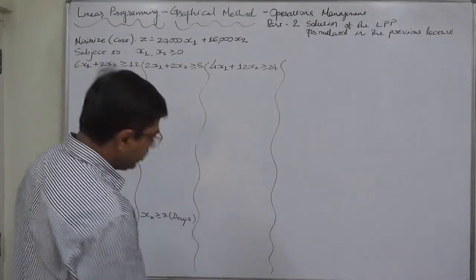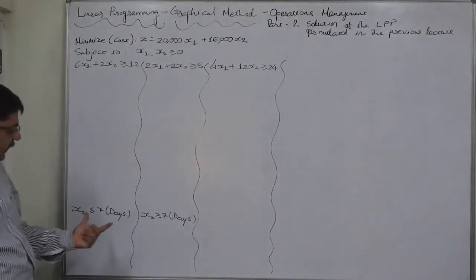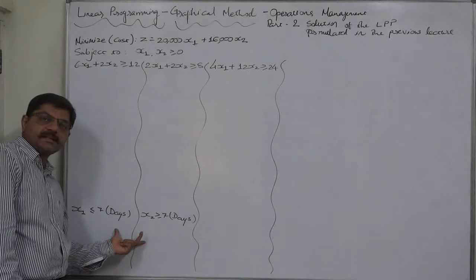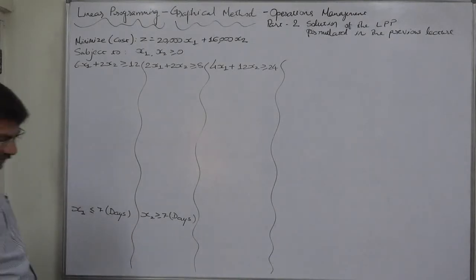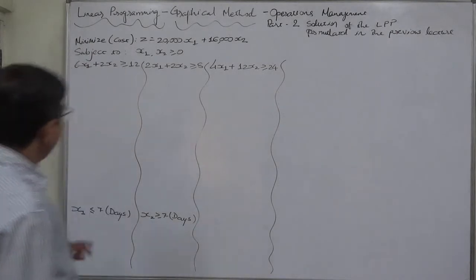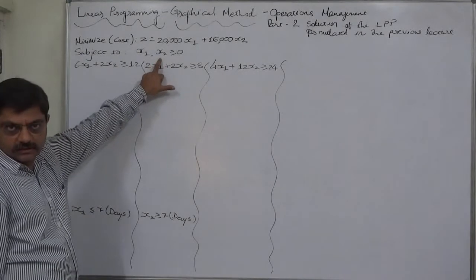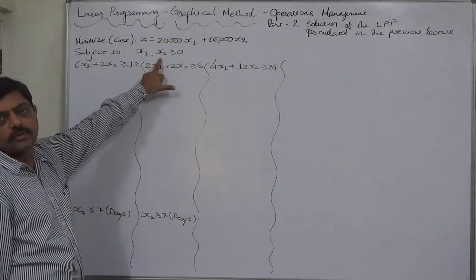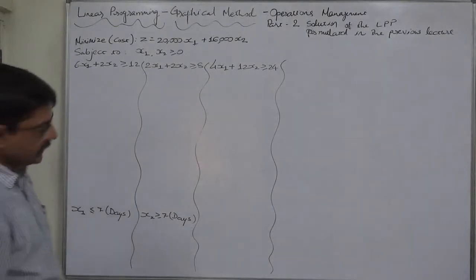In a week, that means a week has 7 days. That means no mine can work for more than 7 days in a week. These two constraints are based on this information. Now, we have already formulated, and x1 and x2 are the number of days mine 1 and mine 2 are working in a week respectively. These are the constraints.